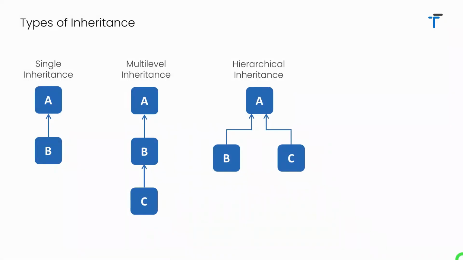The third type of inheritance is hierarchical inheritance, where one superclass can have multiple subclasses. You can observe here class A acts as the superclass, and B and C are acting as the subclasses. It means the properties of A are now available inside class B as well as class C.